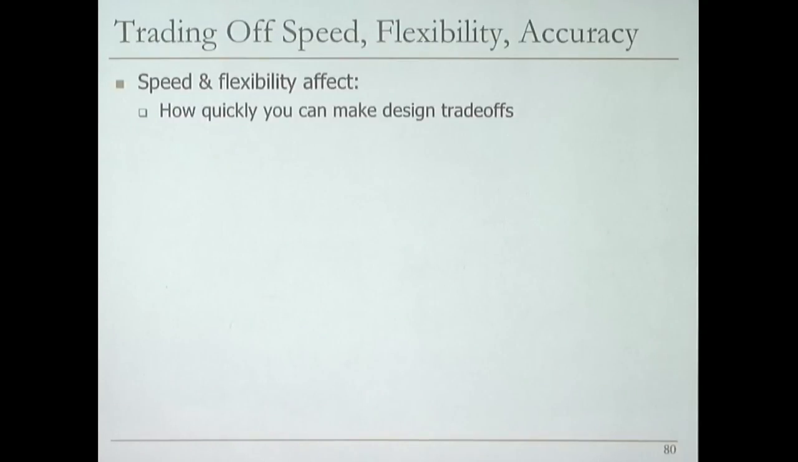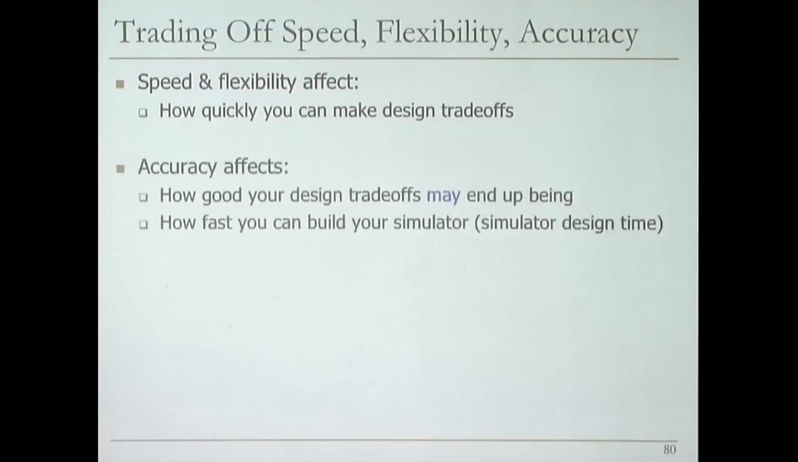OK, so speed and flexibility clearly affect how quickly you can make design trade-offs. And accuracy affects how good your design trade-offs may end up being in the end. And also how fast you can build your simulator. That's also important. We didn't talk about that speed, right? That's another speed. Because usually it takes time to design these things. And how fast you can build and model your simulator is one of the functions in time to market a system. If you keep on building your simulator, you may never market your system.